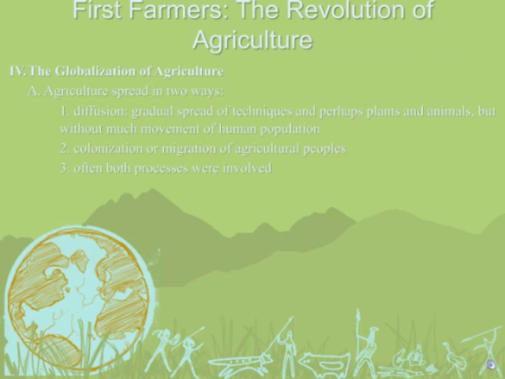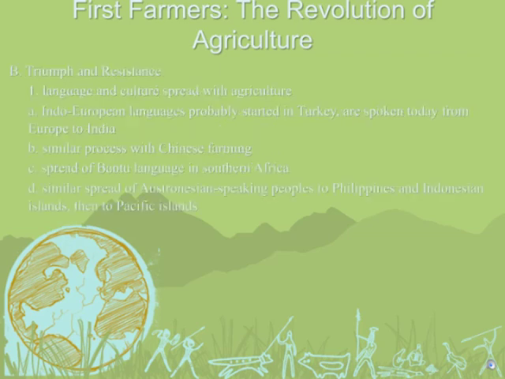All right, triumph and resistance. Language and culture spread with agriculture. So as people were settling down and as hunting and gathering societies started combining with other areas that were becoming more sedentary, languages are being combined and even some new languages starting to be formed and merged. You'll see a map here in a second with the Bantu language.